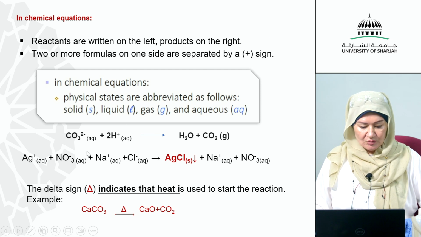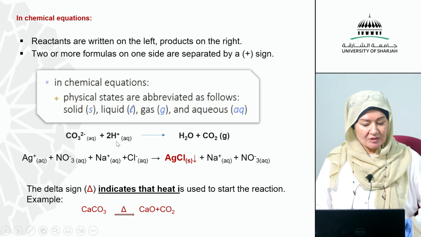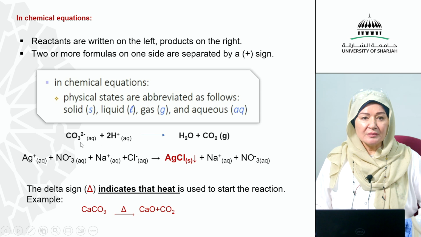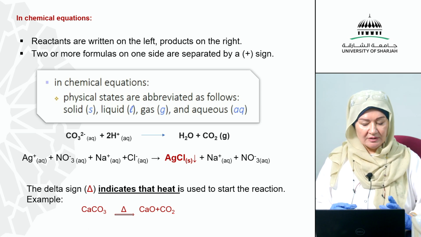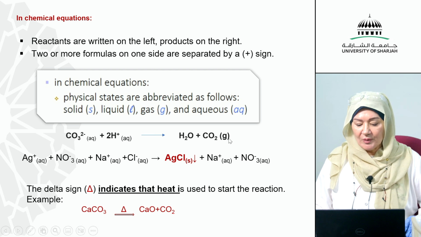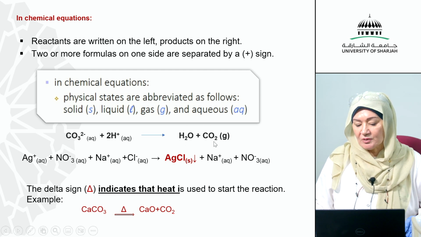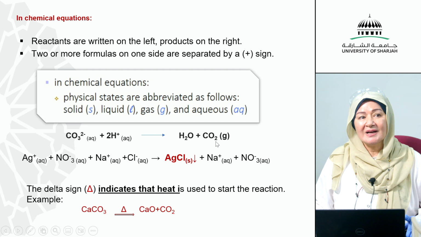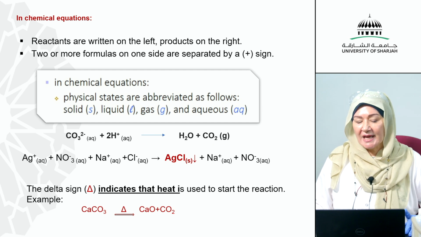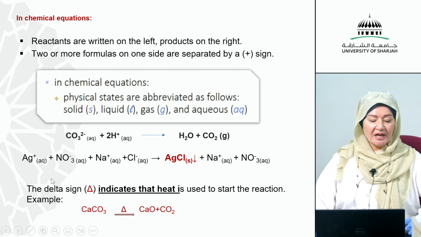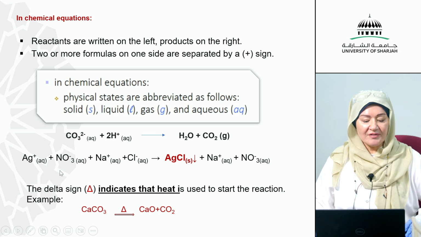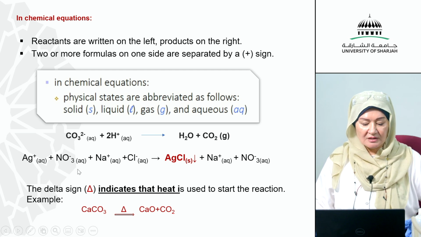Here, for example, I have a reaction. I have the reactants carbonate plus H plus, both of them in the aqueous form. Whenever they react together as reactants, I will get products. The product is going to be in the form of carbon dioxide. It's a gas.